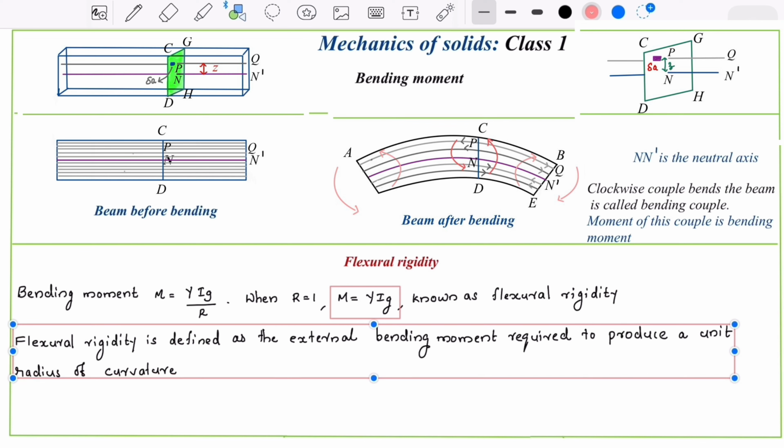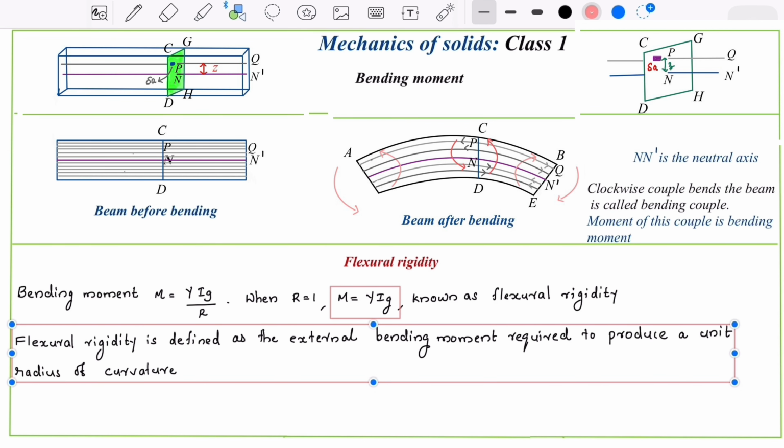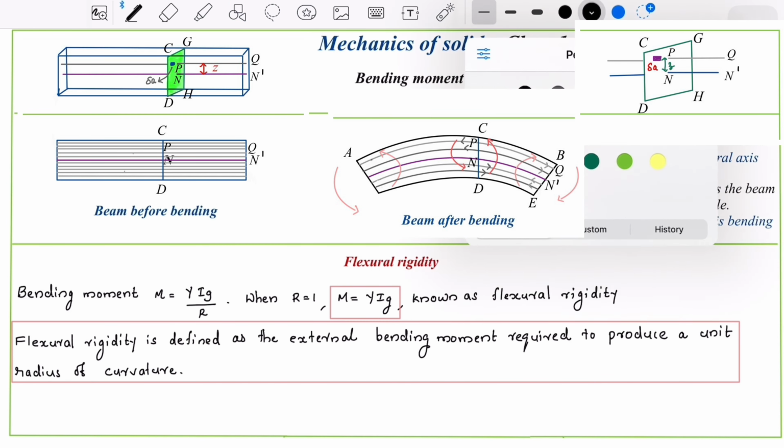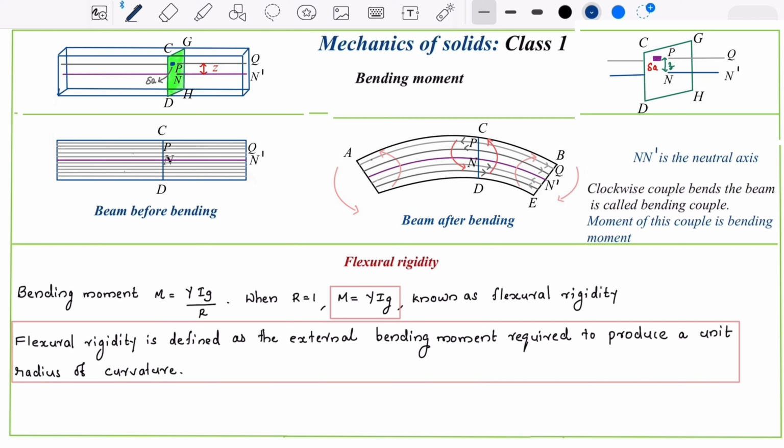What is the significance of flexural rigidity? Flexural rigidity is a measure of the resistance of the beam to bending. How much the beam is resistant to bending. The measure is actually the flexural rigidity. It measures the resistance of the beam to bending.